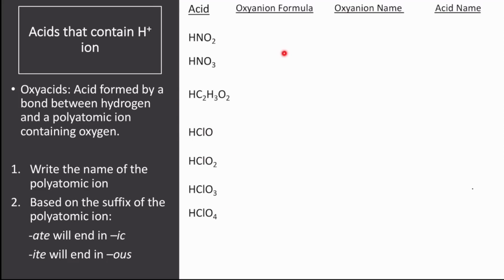Okay, so let's do some examples here. We have HNO2. So the oxyanion formula is NO2 with a -1 charge. The name is nitrite. We see that it ends with "ite". So according to our rule, for "ite", the acid name should end with "ous". So this would become nitrous acid. Remember to always put acid at the end.